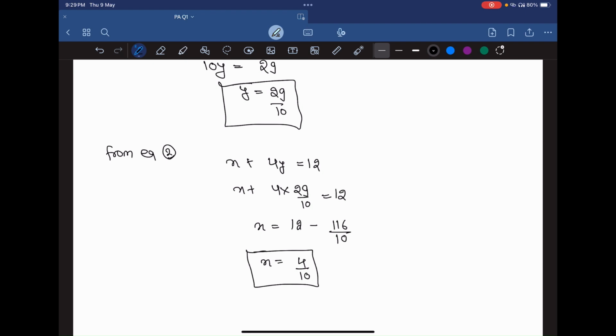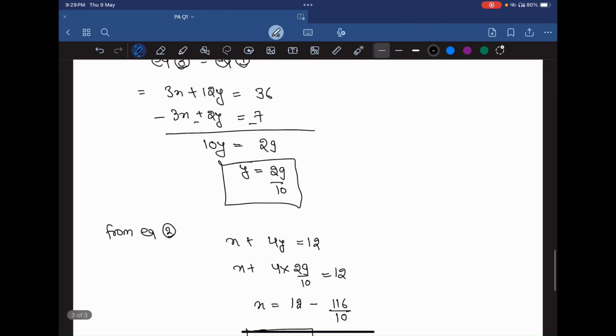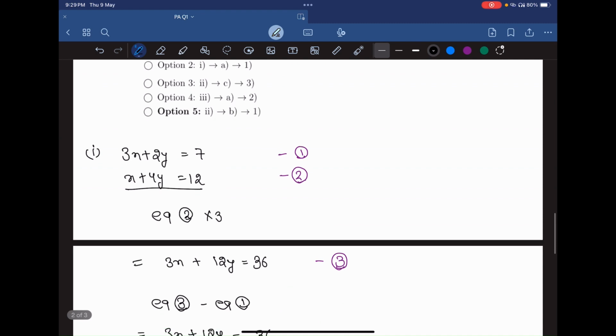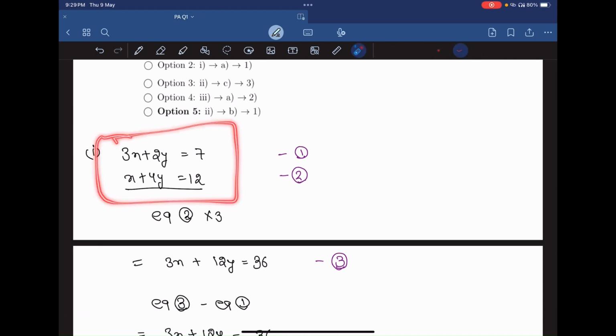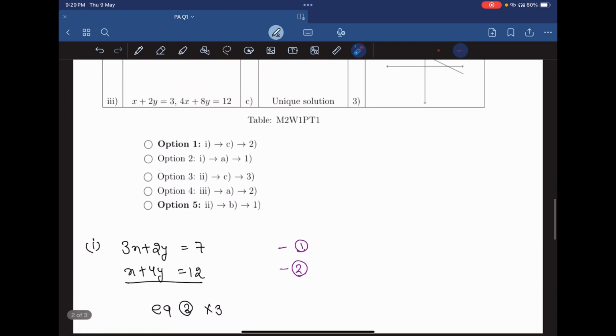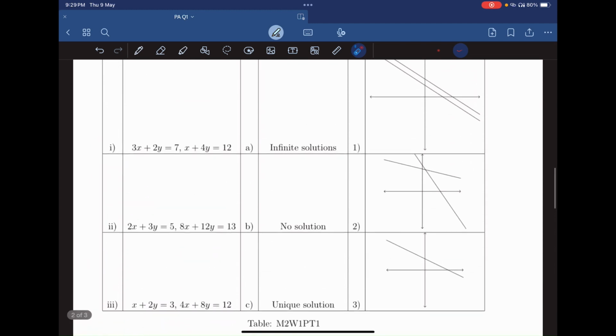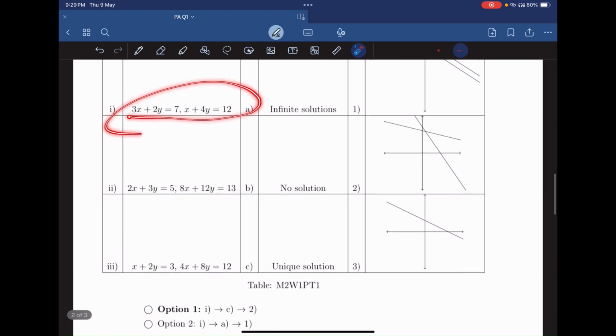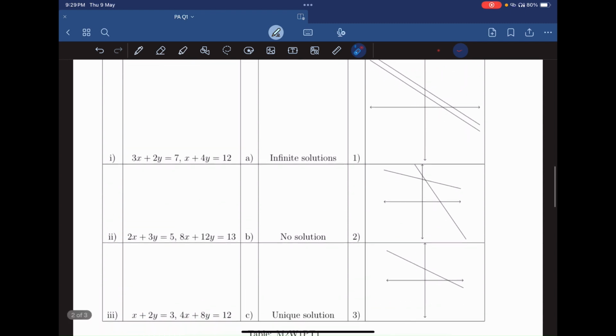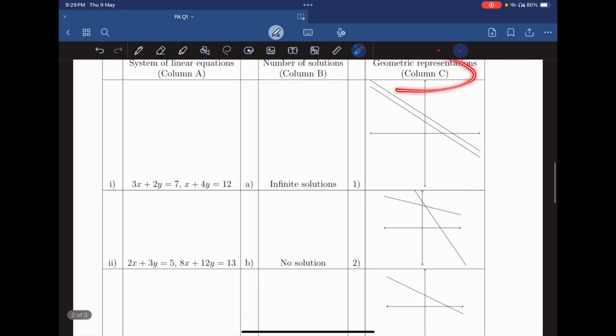So we got only one point, that is the intersection of the two lines represented by these equations. As we only got one unique point, this system of linear equations will have a unique solution. That is, the first will match with C, unique solution. And we know in the unique solution, the lines represented by the equations will intersect at only one point, and that is given in option 2 of the geometric representation column C.